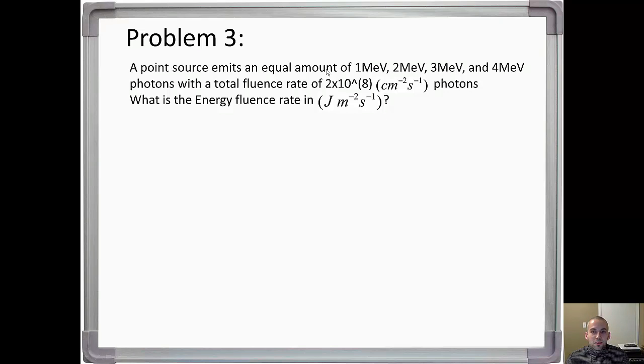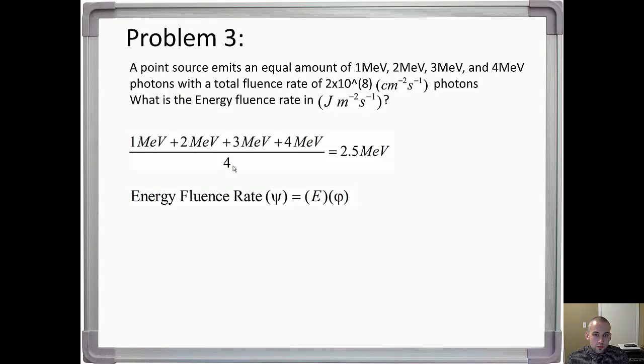And it gives us units of joules, meters to the negative 2 seconds to the negative 1. So notice here it's not a spectrum. It's an equal amount of these energies for the photons with the total fluence rate. So first thing we want to do is calculate an average energy. Add them up, divided by 4. The answer is 2.5 MeV.